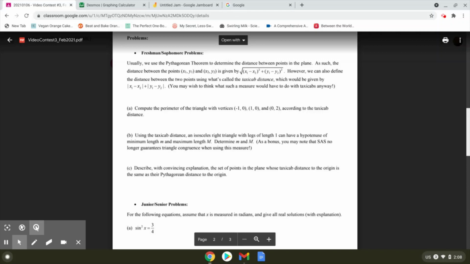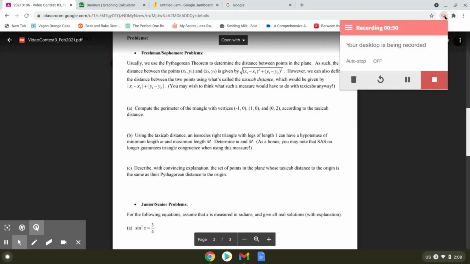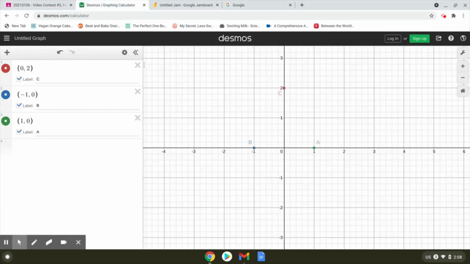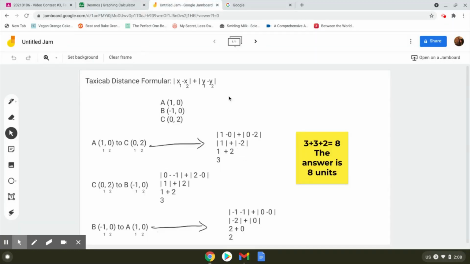Part A is asking us to compute the perimeter of the triangle with vertices (-1, 0), (1, 0), and (0, 2), according to the taxicab distance. I decided to use decimals just to illustrate what the triangle would look like. So this is what it looks like. It's A, B, and C. And to show my work, I used a Jamboard.